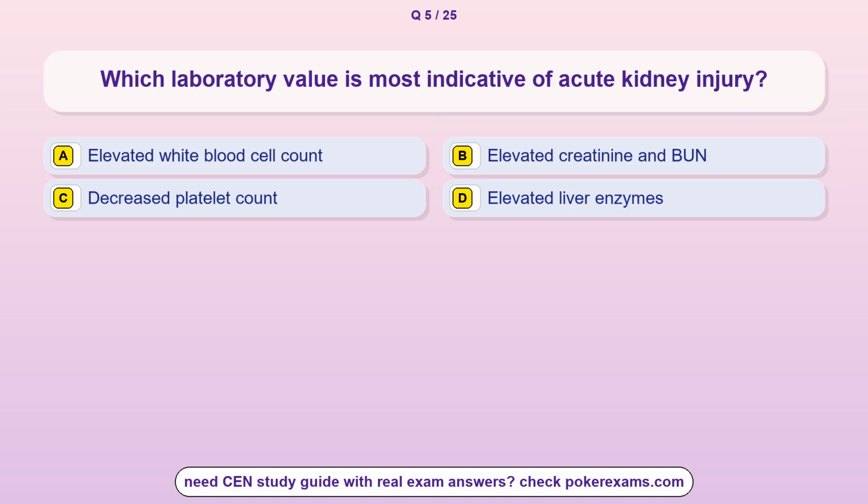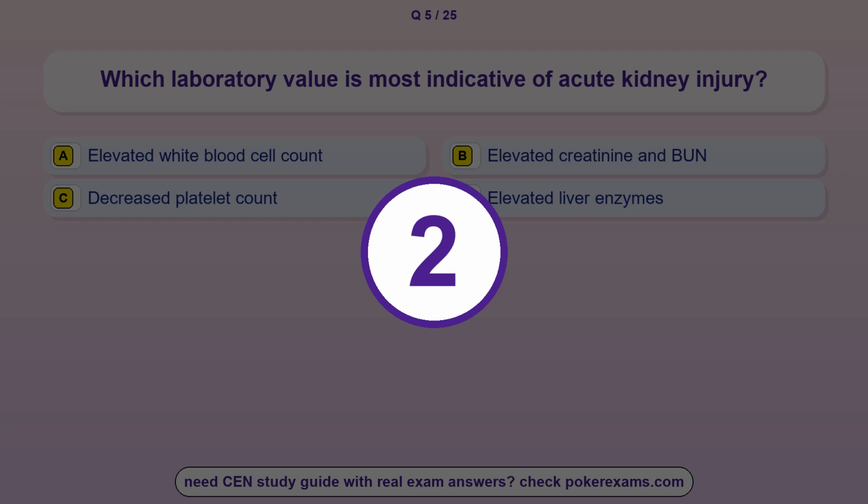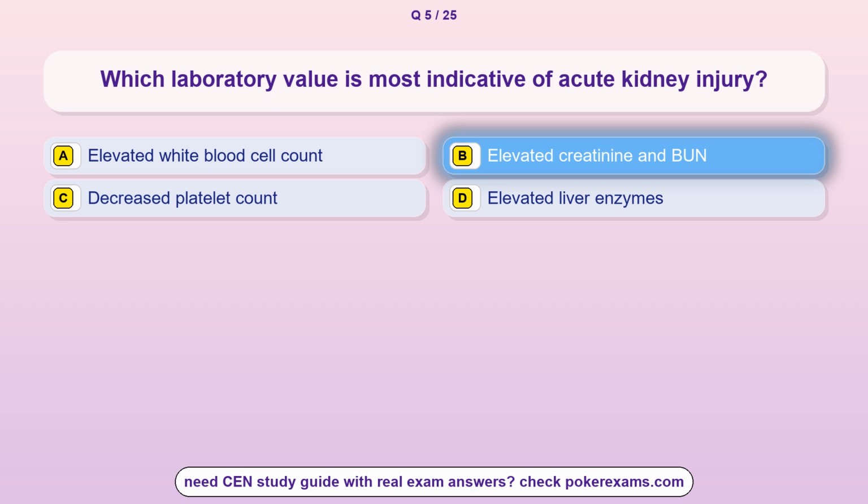Question 5. Which laboratory value is most indicative of acute kidney injury? Option A, elevated white blood cell count. Option B, elevated creatinine and BUN. Option C, decreased platelet count. Option D, elevated liver enzymes. The correct answer is option B, elevated creatinine and BUN.